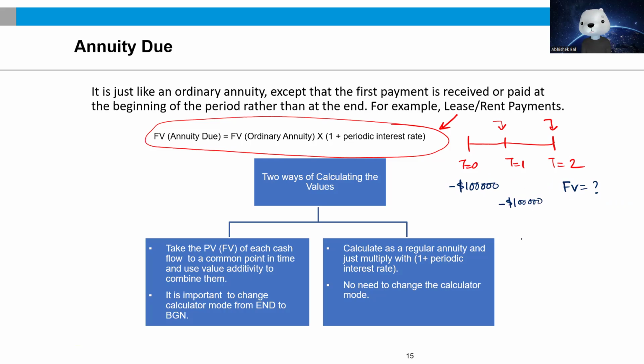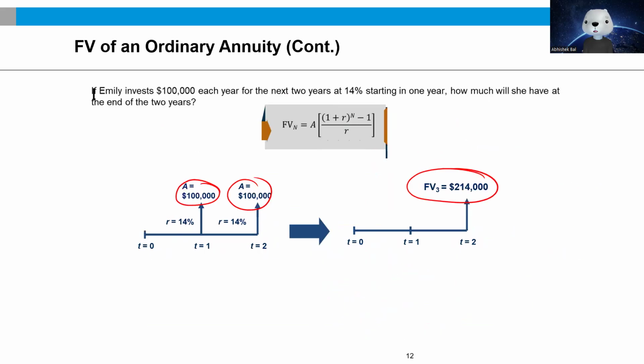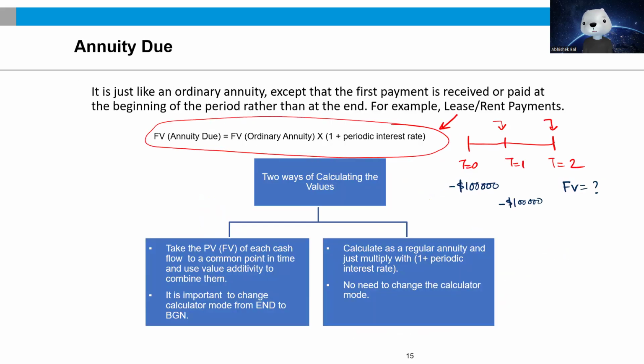All right. So one way of looking at this is the previous problem that we did, wherein we found the future value, which happens to be 214,000. All that we need to do is just take this 214,000 and multiply it by 1.14 once again. Why 1.14? Because in the ordinary annuity, the annuity is actually being taken care of at the end of the year. Instead of that, now we are making the annuity calculation at the beginning of the year itself.